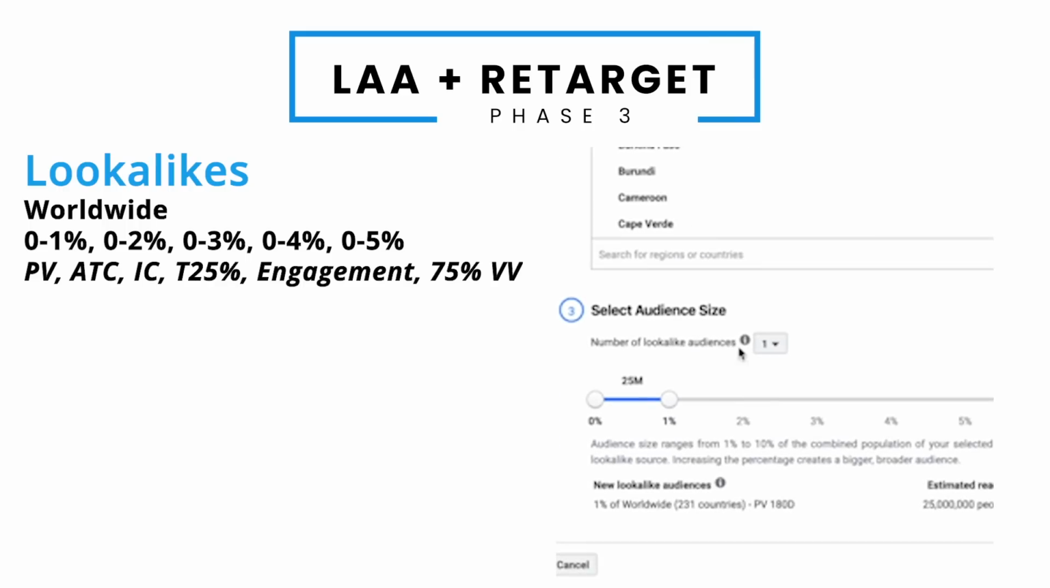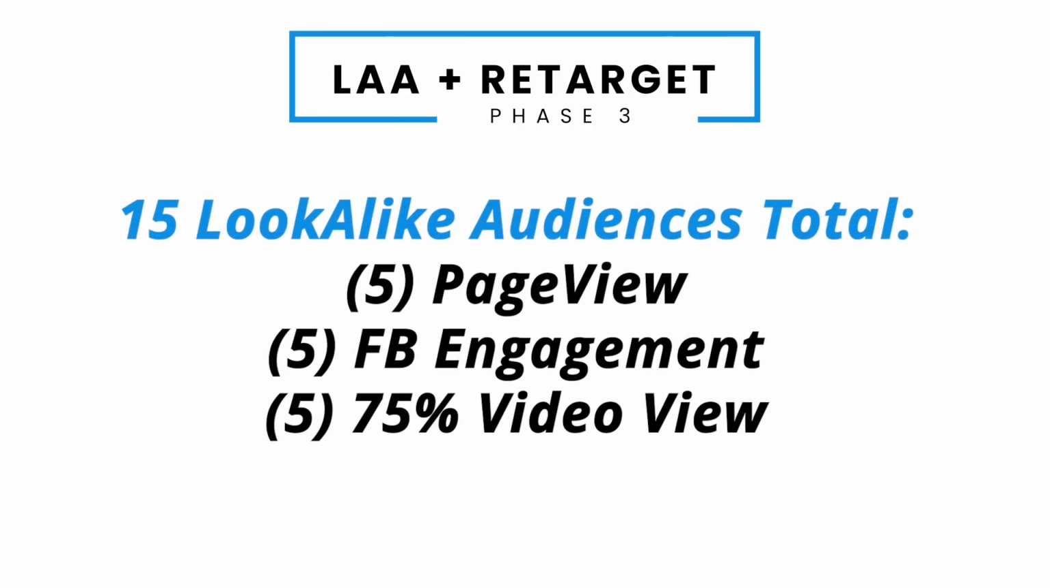Finally, under audience size, you want to make lookalikes for each custom audience from 0 to 1%, 0 to 2%, 0 to 3%, 0 to 4%, and 0 to 5%. This means that you will have to make one lookalike at a time, 5 times total for each custom audience. In the end, you should have 15 lookalike audiences, 5 each for page view, Facebook engagement, and 75% video viewers.